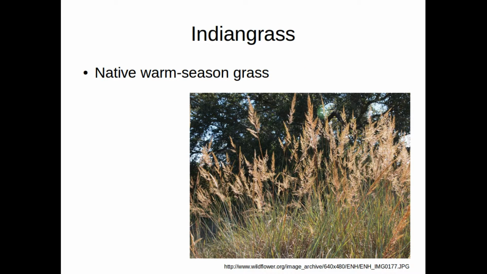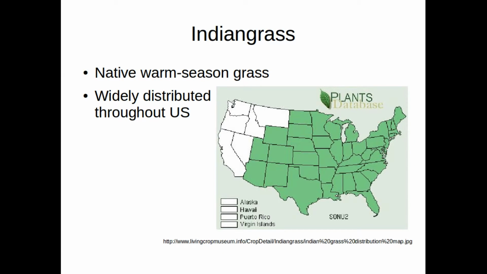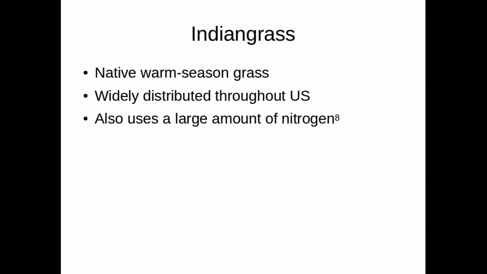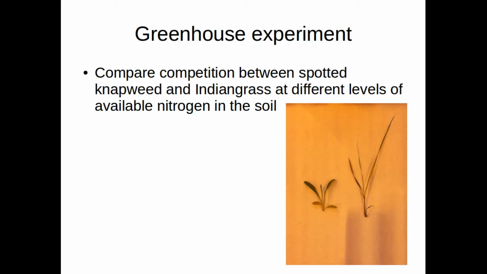Indian grass is a warm season grass that is native to Michigan. Warm season grasses tend to be more resistant to spotted knapweed invasion than cool season grasses, which is why Indian grass was chosen as the other plant in this experiment. Indian grass is widely distributed through the United States. Like spotted knapweed, Indian grass is known to remove a large amount of available nitrogen from the soil. The goal of the experiment that I will be discussing is to examine how competition between spotted knapweed and Indian grass is altered at different levels of available soil nitrogen.